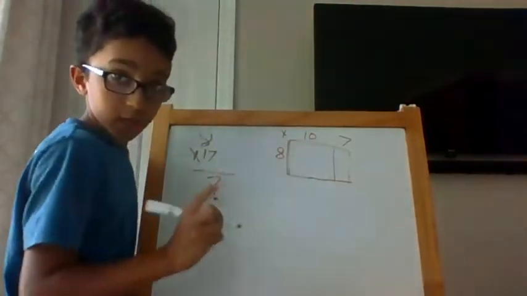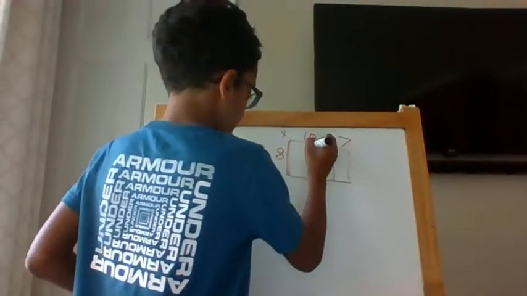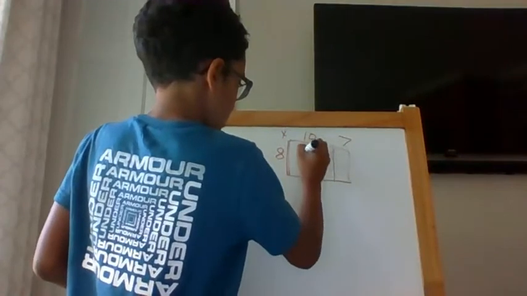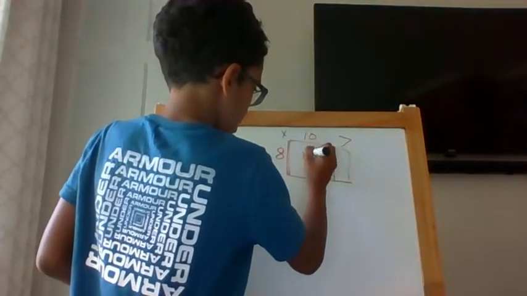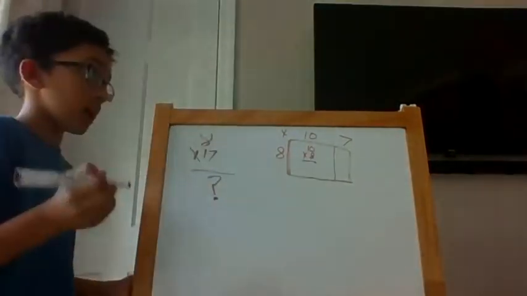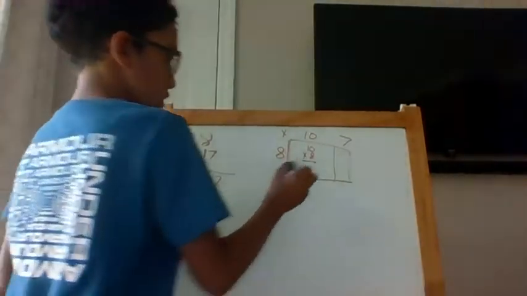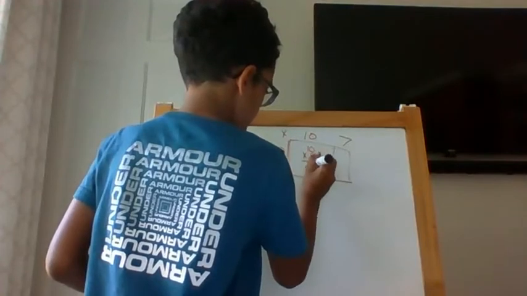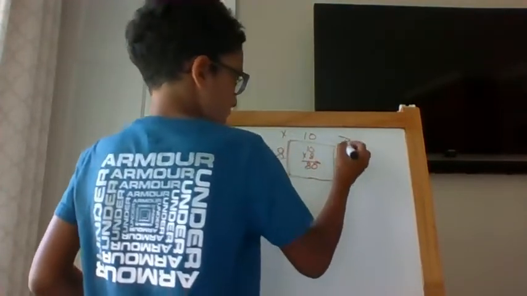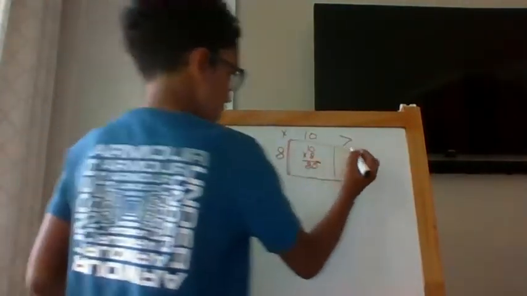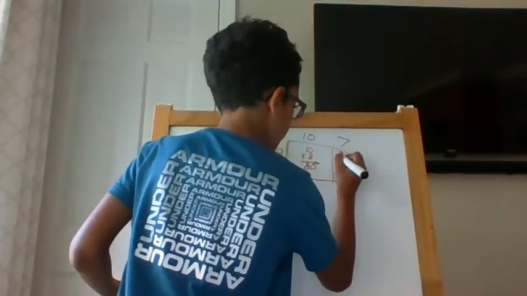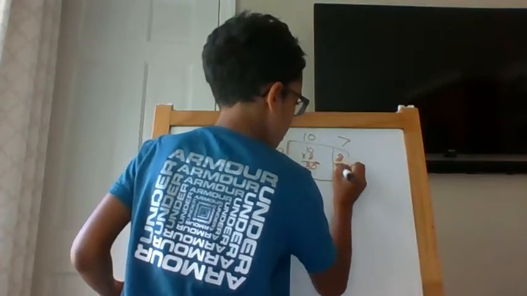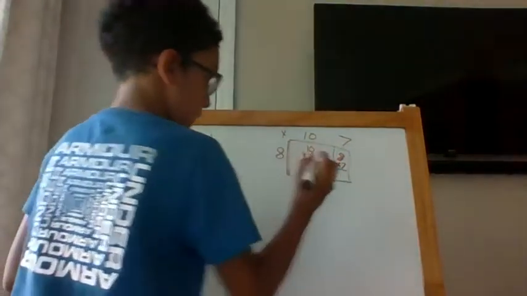So first, I know that 8 times 10 is 80. So let me go ahead and write that. 10 times 8, or 8 times 10. And then I'm going to put 80, and then do 8 times 7. 8 times 7, and then I get 56.